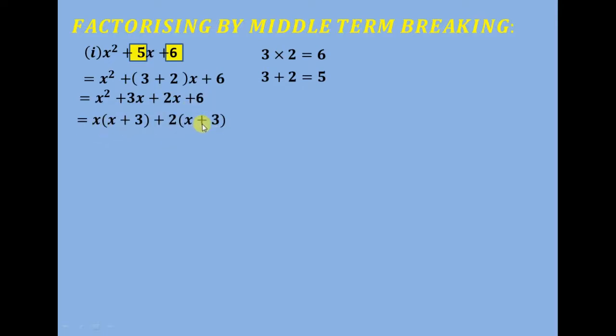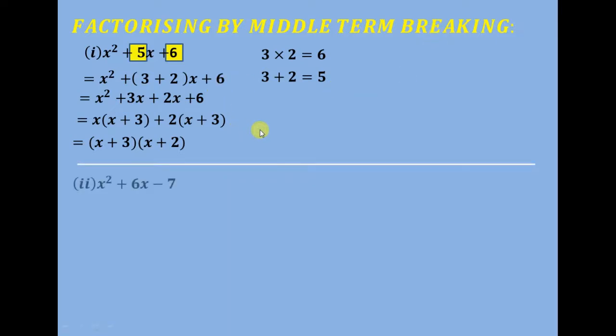Now if you check this line, we'll again find x plus 3, and x plus 3 is common. So when I take x plus 3 common out, remaining is x plus 2. So in this way we'll factorize by middle term breaking. Let's take another question, which is x square plus 6x minus 7.